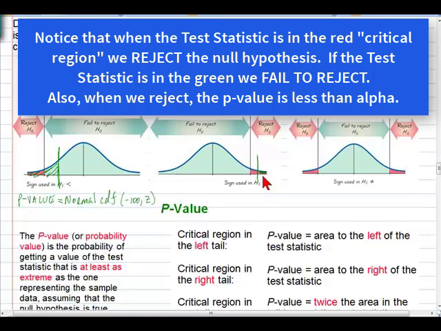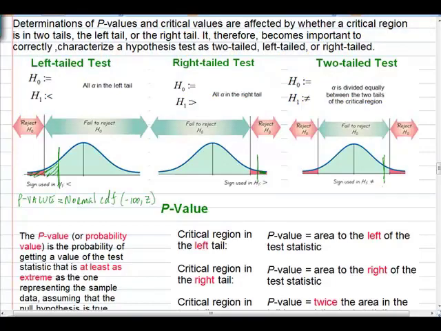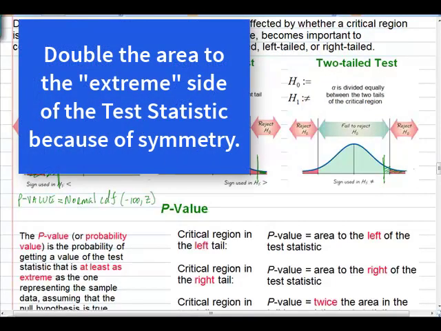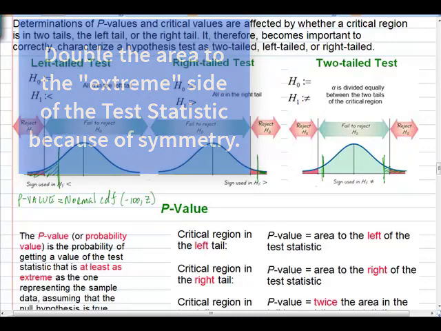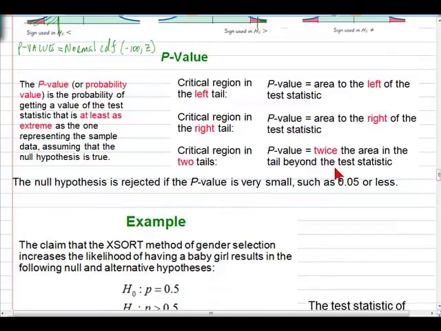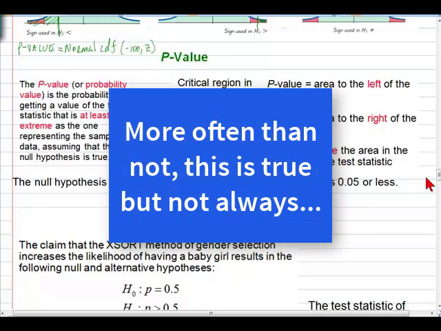On a two-tailed test, if our test statistic ended up on the right, we would take the area to the right of the test statistic and then double it, because we have to have a matching area on the left on a two-tailed test. So that's why we would take twice the area of the tail beyond the test statistic. But like I said, we're going to be using our calculators here. It's not going to be that big of a deal.